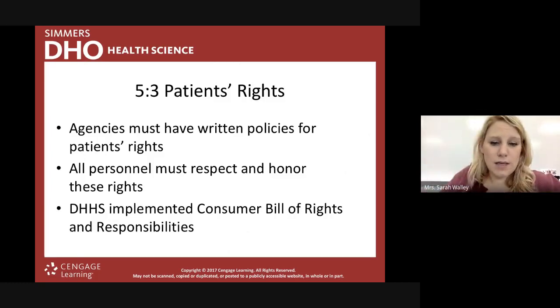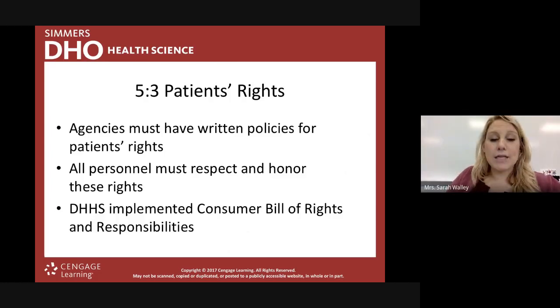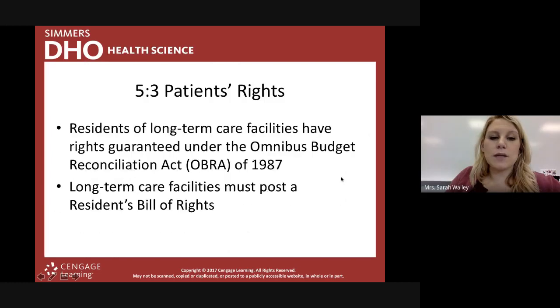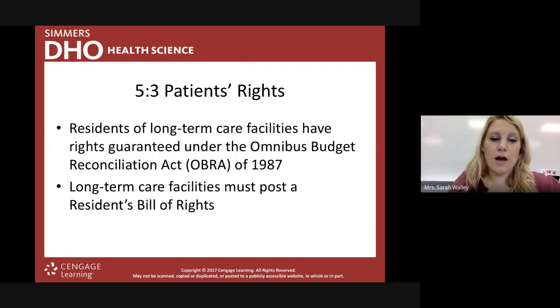Patients' rights. Agencies must have written policies for patients' rights. So there are patient rights that the Department of Health and Human Services has implemented, called the Consumer Bill of Rights and Responsibilities, especially in long-term care facilities because they live there. They have rights guaranteed under OBRA 90, an act that basically said long-term care facilities must have a residents' bill of rights and follow it.